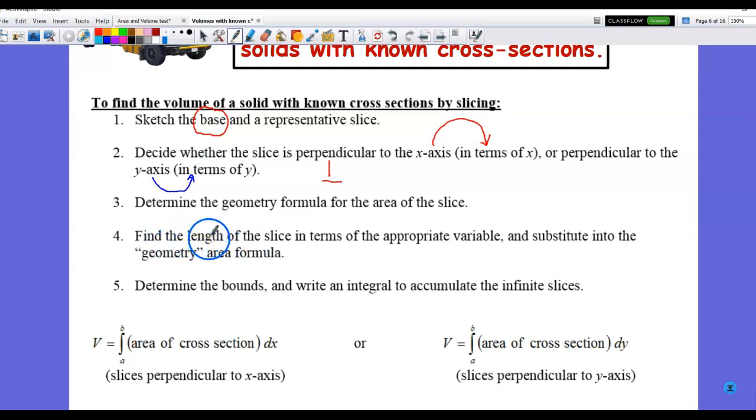Step number 4 is whatever shape they tell us, whether it's a semicircle or a square or a triangle or a rectangle, we're going to have to find the geometry area formula. And then for whatever variables we have in that formula, we're going to have to find a substitute for those variables. Right now, just doing the overview, it doesn't make sense until you see it, but when you see it, it'll make sense. And of course, in order to integrate, we're going to need to determine the bounds, write our integral, and accumulate the infinite slices of cake that we're going to form.